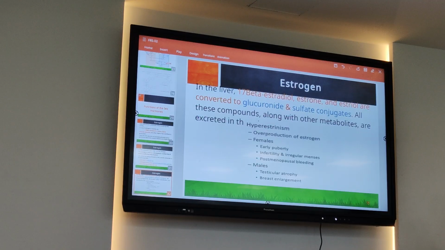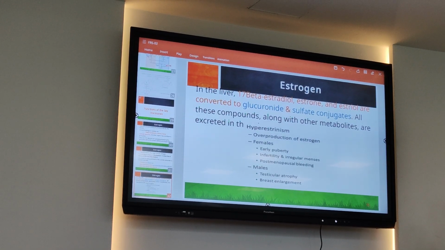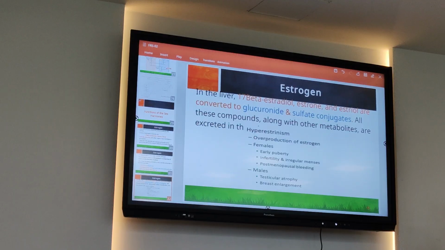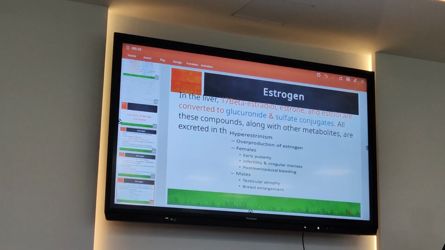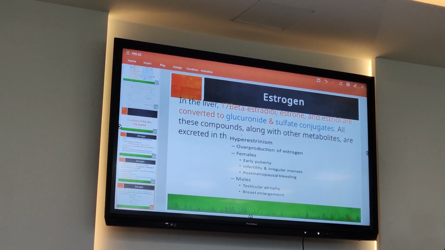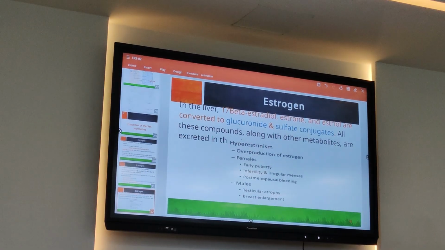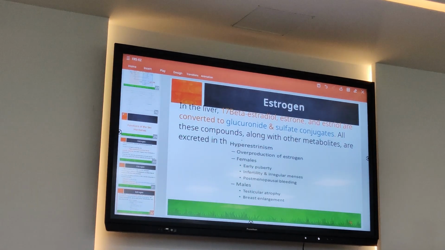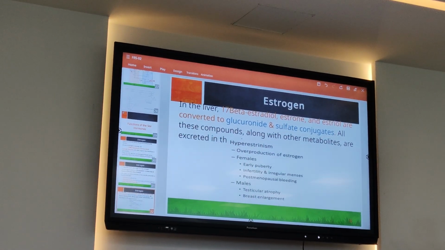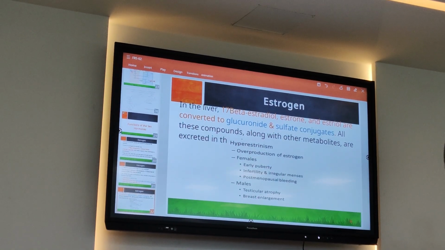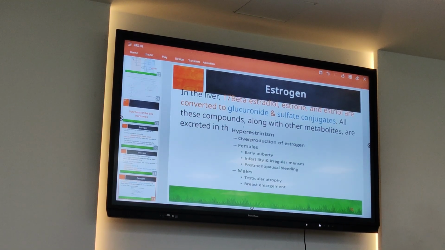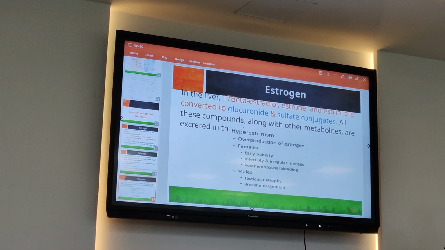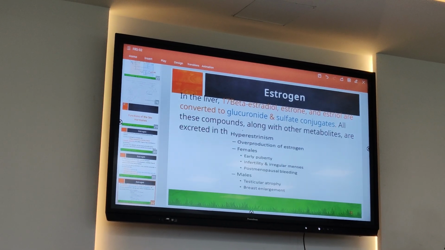What happens if there is a high amount of estrogen in the female? Hyperestrogenism. What happens? Early puberty. Yes, infertility, because we know estrogen has a negative feedback on the HPG axis. So if some organs, such as adrenal, produce a high amount of estrogen, it has a negative feedback on the HPG axis, and it's the cause of infertility, yes? And also postmenopausal bleeding may happen if there is a high amount of estrogen.